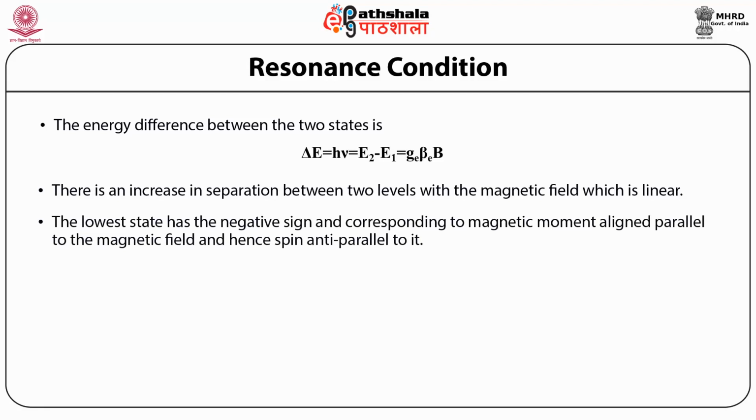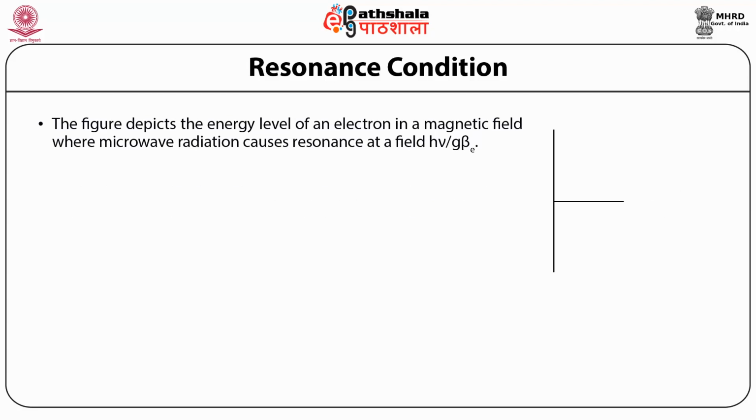The lowest state has a negative sign, corresponding to the magnetic moment aligned parallel to the magnetic field and hence the spin antiparallel to it. The figure depicts the energy levels of an electron in a magnetic field, where microwave radiation causes resonance at a field h nu upon g beta_e.